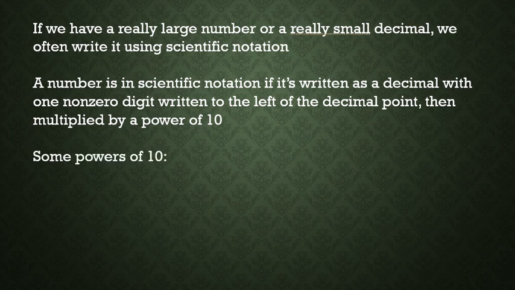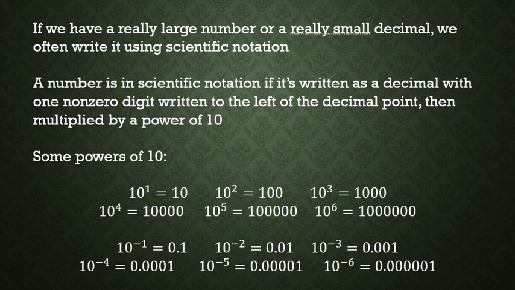I've provided some powers of 10 here. 10 squared is 100, 10 cubed 1,000, 10 to the fourth 10,000, to the fifth is 100,000, and to the sixth is 1,000,000. And then some negative powers as well. 10 to the negative second is 0.01, 10 to the negative third 0.001, 10 to the negative fifth 0.00001, and so on and so forth. Just some basic powers which you can reference.